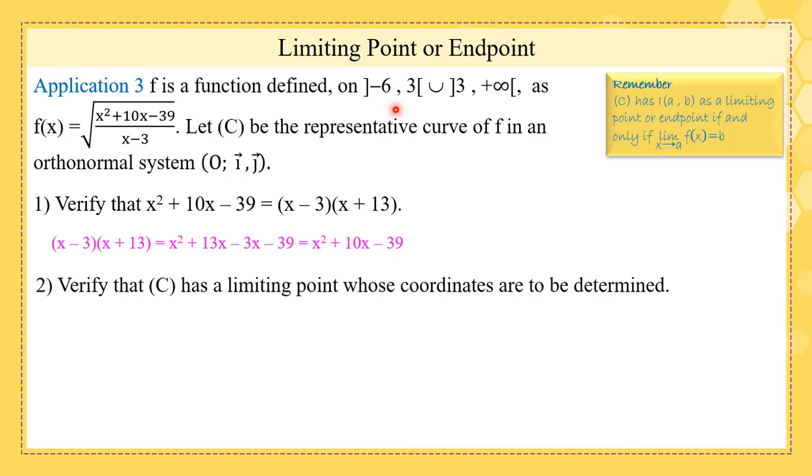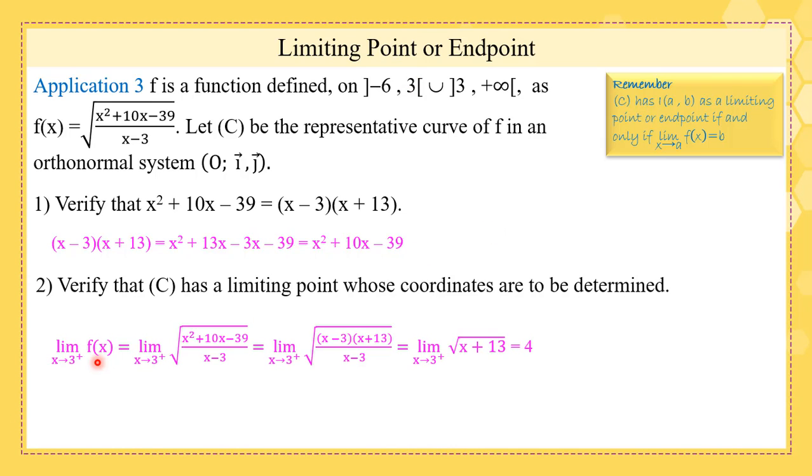Now remember, this is the domain of definition. So if we find the limit at 3 plus, this would be the limit of the square root of this quantity. Now if we use this relation that was verified before and we replace x squared plus 10x minus 39 by x minus 3 into x plus 13, we can simplify by x minus 3, and this becomes the limit of the square root of x plus 13, which is 4. So by now we know that the limit as x tends to 3 plus is 4.